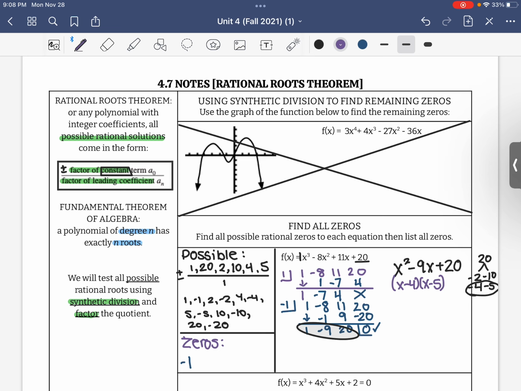And just a reminder that when you're finding the zeros, you want this to equal 0. So basically I have to solve the equation x minus 4 equals 0 and the equation x minus 5 equals 0. Which just means I add 4 and 5 to both sides, and I get answers of 4 and 5. So my zeros are negative 1, 4, and 5.